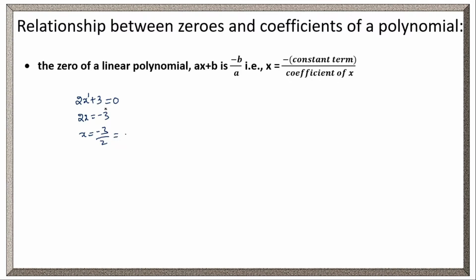From this polynomial, what is 3? Here 3 is the constant term, right? Constant term by, what is 2? Coefficient of x. So the zero is minus constant term by coefficient of x. Clear? So this is the relation between the zero and the coefficients of a linear polynomial.